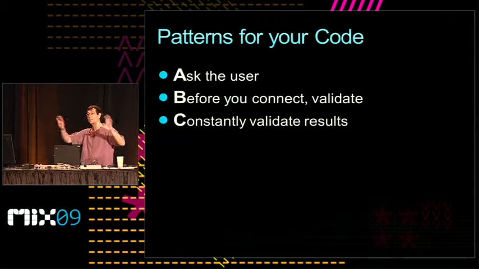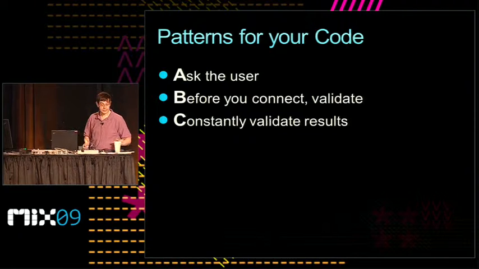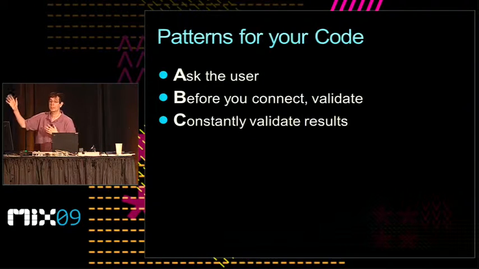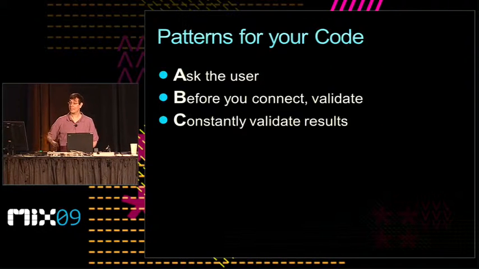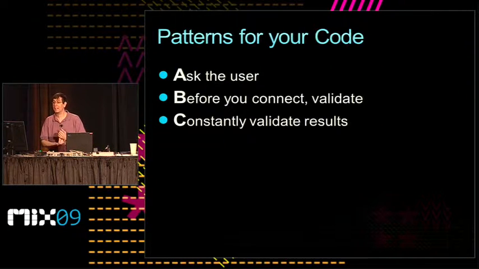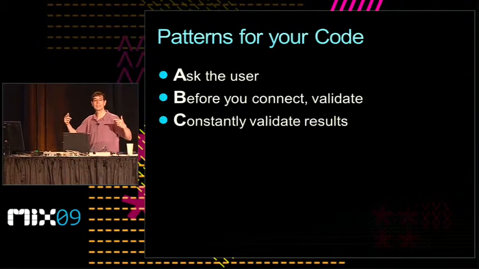It turns out there's some higher level patterns we can apply to network detection, and if you follow one of the patterns, you'll probably be successful. And more importantly, you need to decide which one or two of these patterns your code is going to do before you even start to write anything. And so there's 3 patterns that I know about. Anyone who has more, go to the NCL blog, type them in. And the 3 patterns are: 1, ask the user. Before you connect, validate. And constantly validate results. So it's ABC. The first one, ask the user, that sounds very manual, and it is.